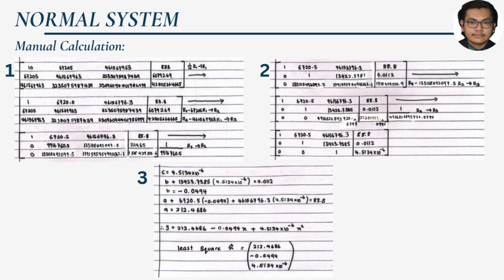After we know that the determinant is not equal to 0, so it is a unique solution, we can do our augmented matrix from A transpose A and A transpose B, and then we calculate it by using row echelon form. So the final answer is we get our C equal to 4.15134 times 10 to the negative 6. And then we can find our B and A. After that, we get our quadratic function answer.